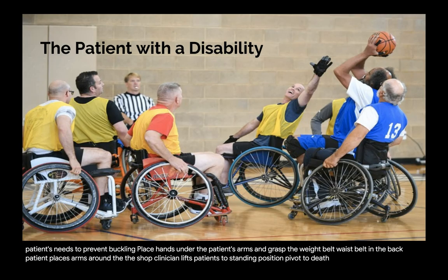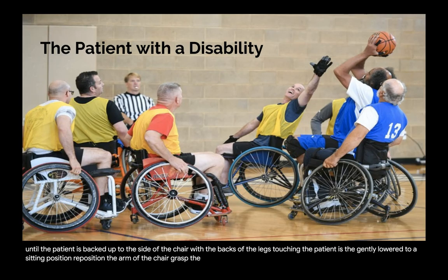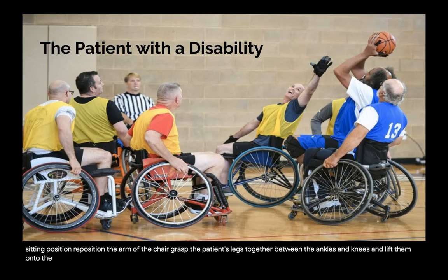Pivot to the dental chair. Pivot together slowly until the patient is backed up to the side of the chair with the backs of the legs touching. The patient is gently lowered to a sitting position. Reposition the arm of the chair. Grasp the patient's legs together between the ankles and knees and lift them onto the chair.